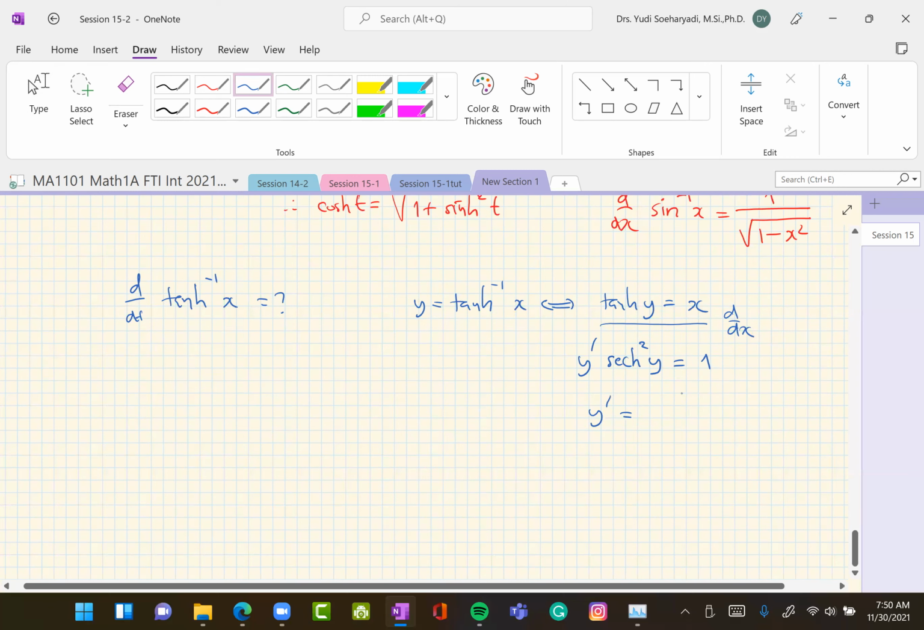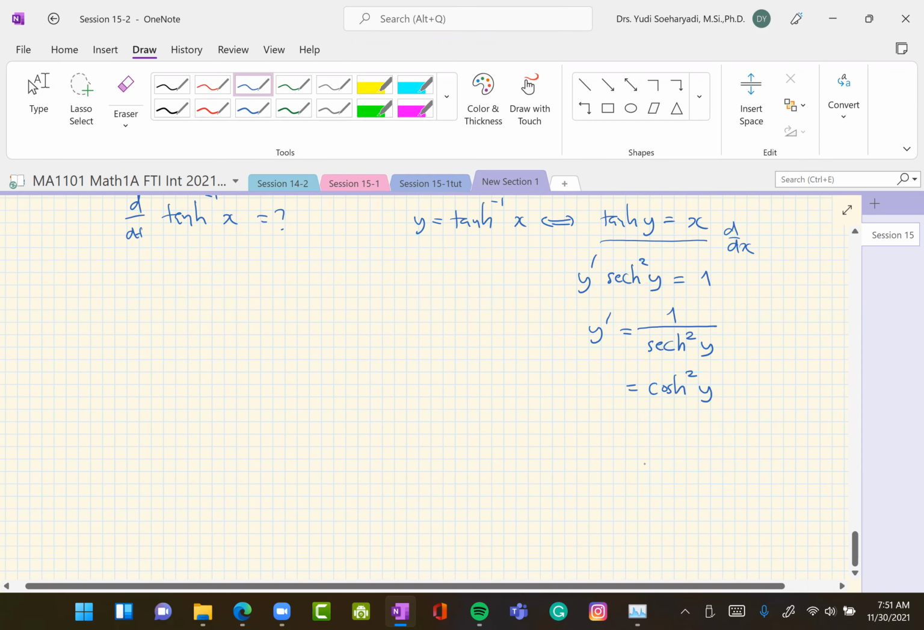Okay. So y prime is 1 over secant hyperbolic of x. But 1 over secant is cosine. Cosine. There. And recall that. Sorry, this is not x, because this is y. This is just arithmetic. 1 divided by secant square y. Okay. 1 over secant is cosine.